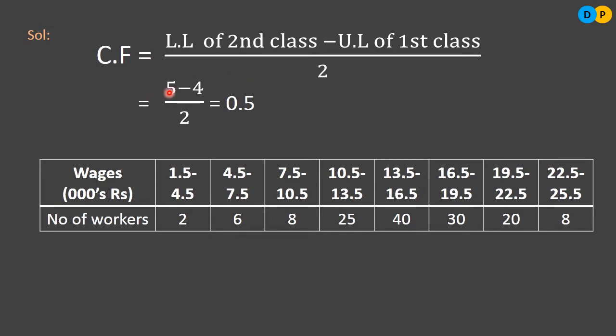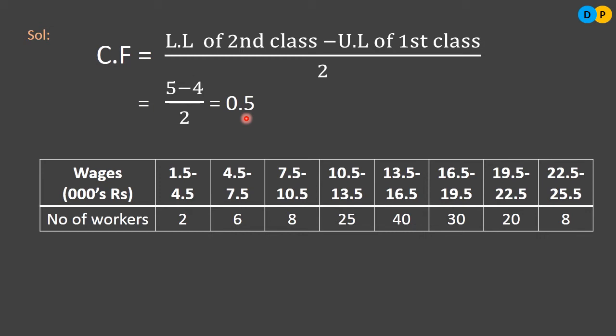So we will be subtracting the lower limit of the second class, that is 5, minus the upper limit of the first class, that is 4. So 5 minus 4 divided by 2, that is 1 by 2, will give us the value 0.5. So usually we will always be getting 0.5 as the correction factor. So we need to convert now the inclusive class interval to an exclusive class interval. So how are we going to do that?